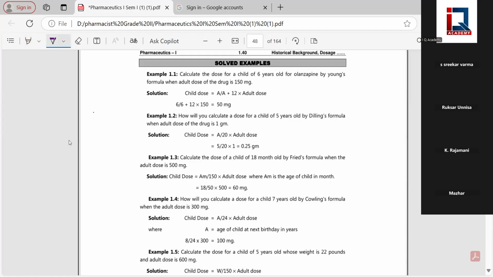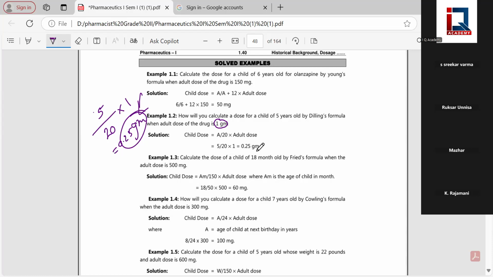So simply I'll write, I'm writing on the screen. Can you see? Yes, sir. Age in years, that is 5 years by 20 into adult dose. How much is the adult dose given? 1 gram. Yeah. So 5 by 20 into 1. You do this, you will get 0.25 grams. So basic multiplication, basic division, basic LCM, basic fractions you should learn. Without that, you are not going to manage other calculations.